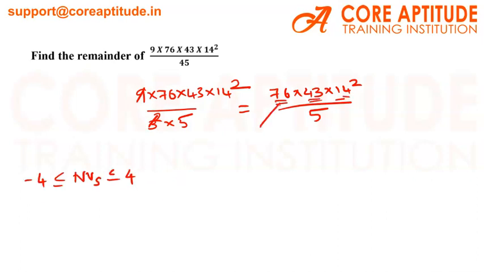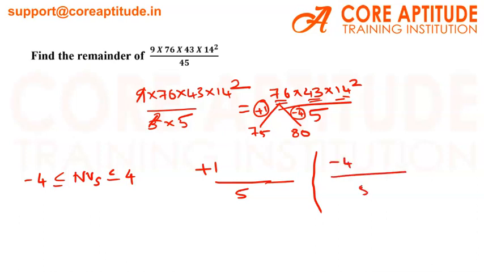What are the multiples of 5 closest to 76? 75 and 80. For 76 and 75, the surplus value is plus 1 and here the deficit value is 4. Divided by 5, I am going to write either the surplus value or the deficit value, closest to the multiples of 5. Now 76's surplus value is plus 1. You can even write minus 4, right? But let me write here.